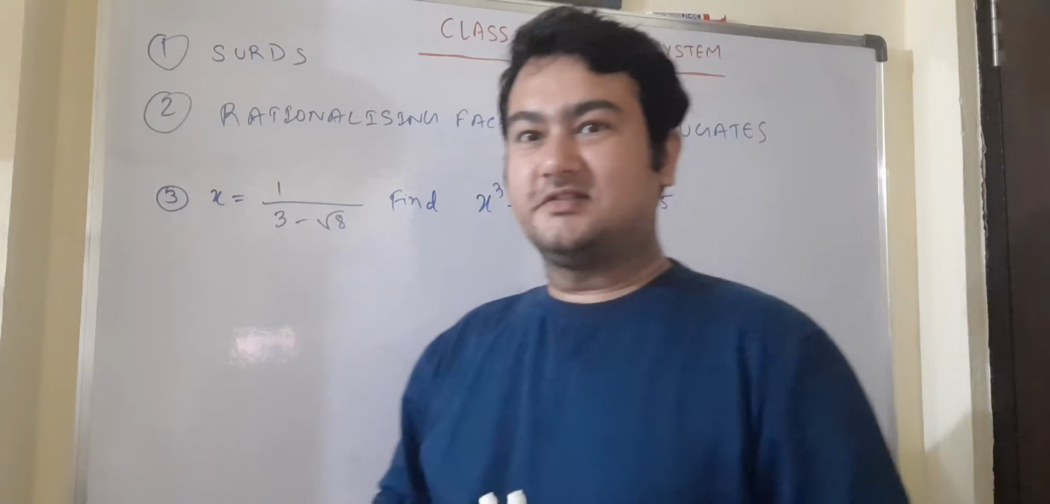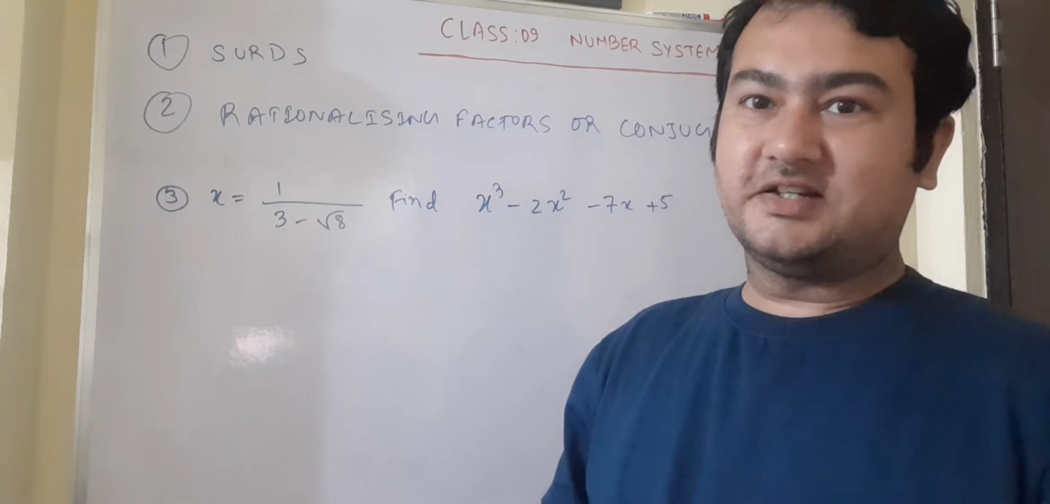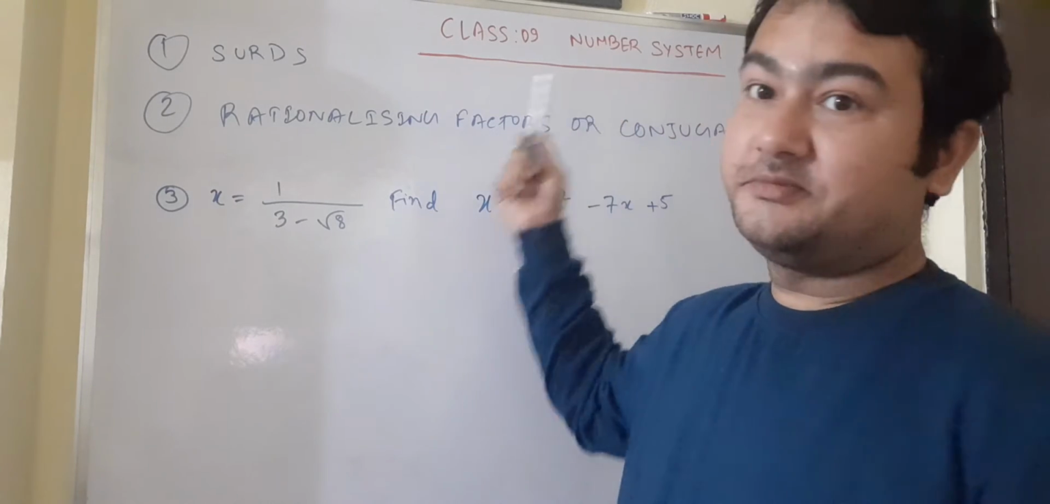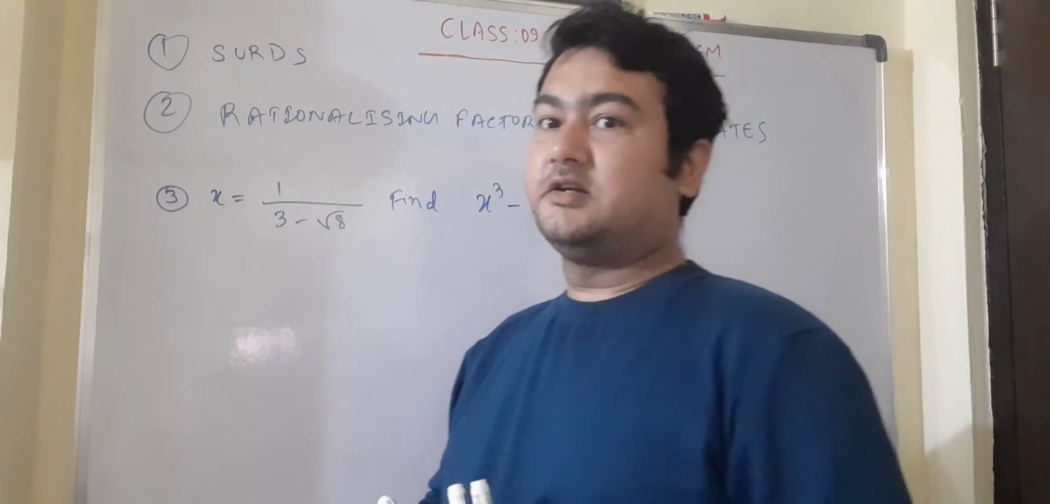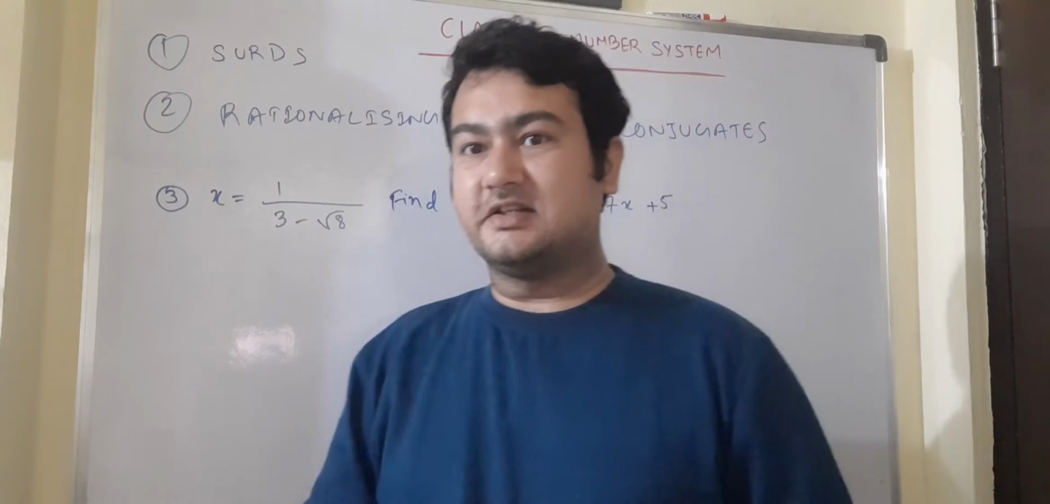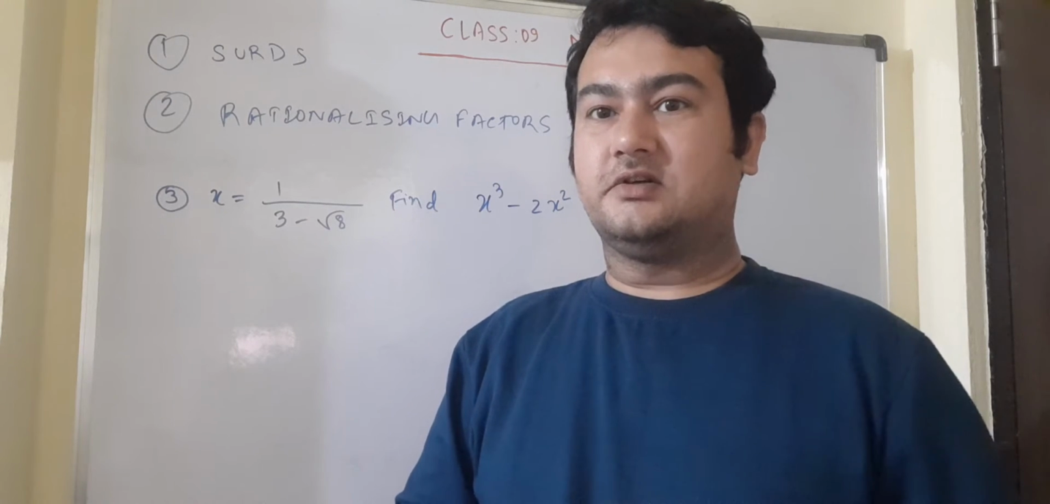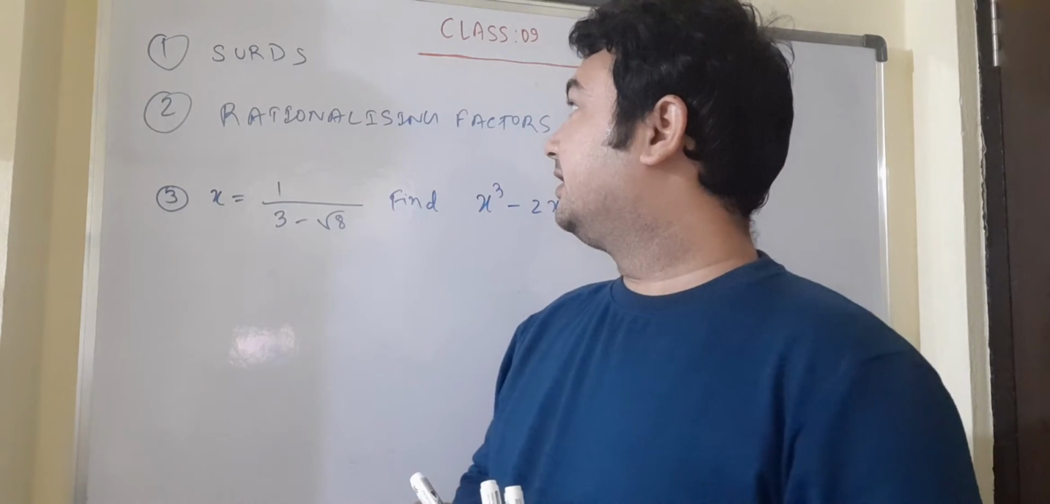Welcome back students, we were studying the first chapter of class 9, that is the number system. And inside the number system, in the last class we have seen rationalization. Rationalization, as we have seen, is the rationalizing of irrational numbers.